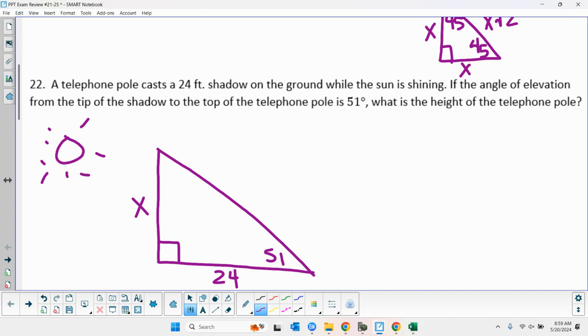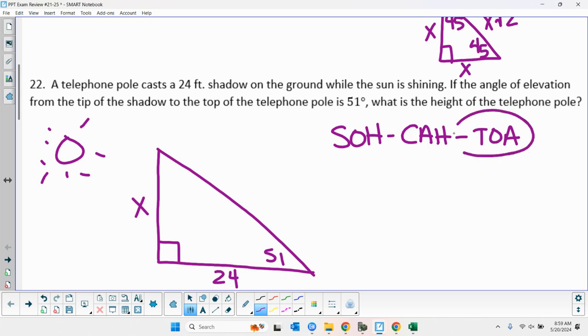All right. So we had SOHCAHTOA we talked about in this chapter. If I know that this angle is 51, which side is x? Opposite, adjacent, or hypotenuse? Opposite. What's the 24? Adjacent or hypotenuse? Adjacent. So if I got opposite and adjacent, I'm using tangent, right? TOA. So I'm going to write my equation. Tangent of 51 equals opposite x over adjacent 24. There's my equation to solve it.